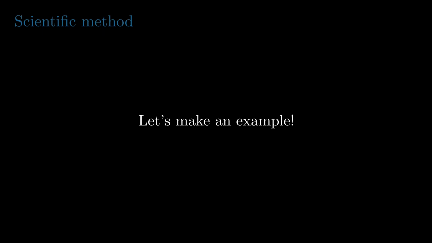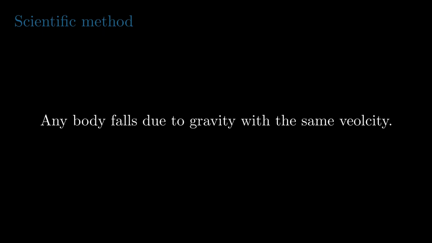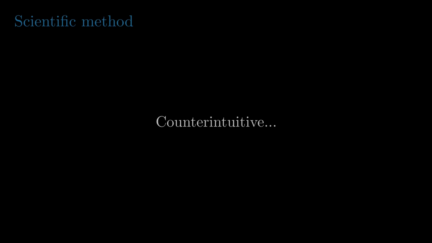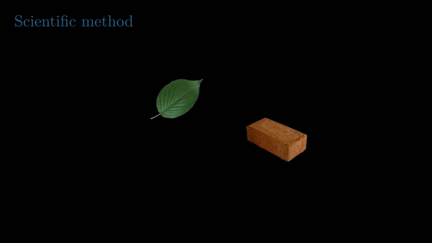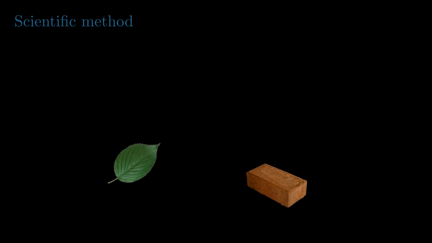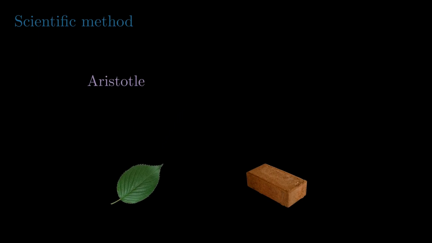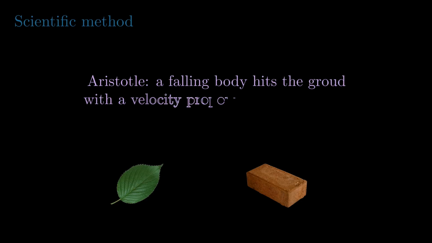Now, let's make an example. Galileo was the first to state that any body falls due to gravity with the same velocity. This may seem counterintuitive. In fact, in everyday life, a leaf falls far more slowly compared to a brick. Indeed, Aristotle was convinced that a falling body hits the ground with a velocity proportional to its mass.